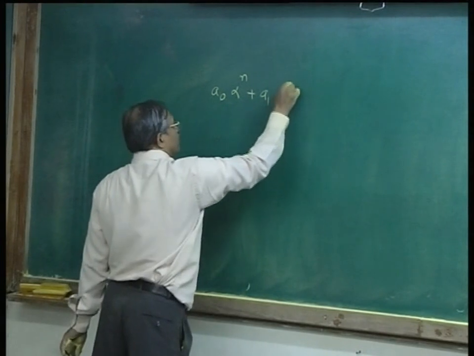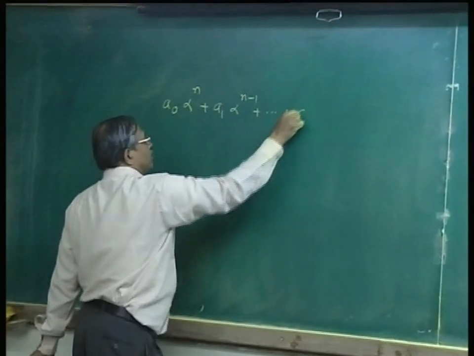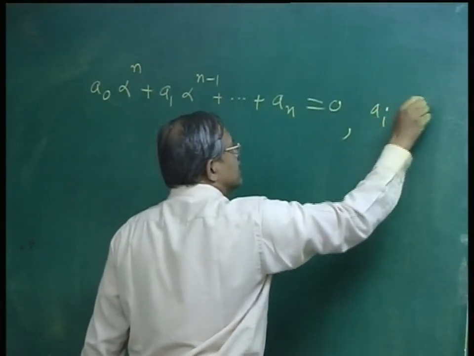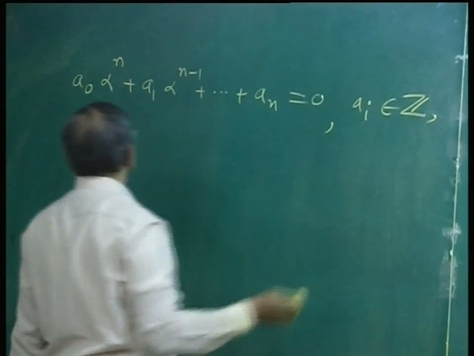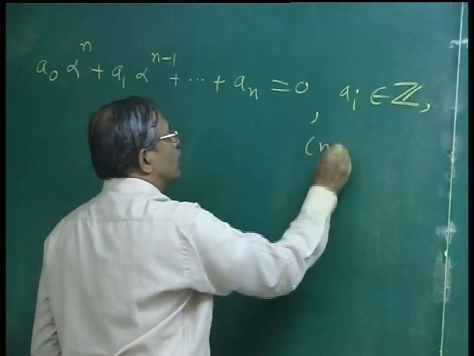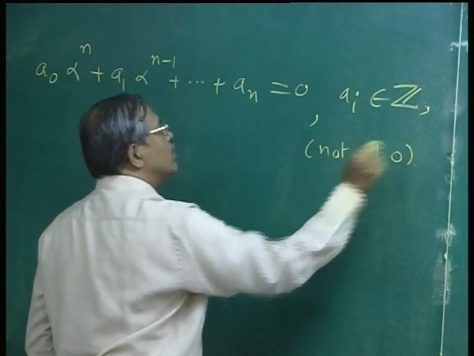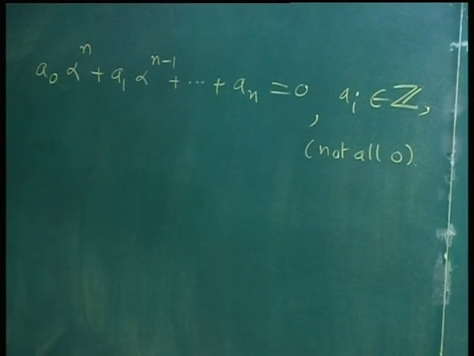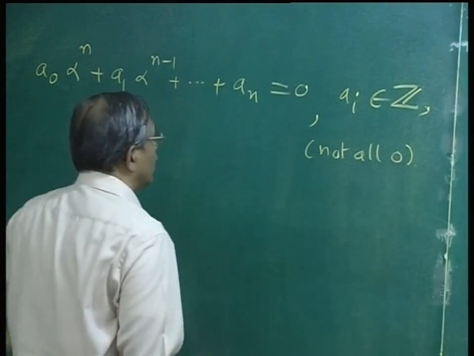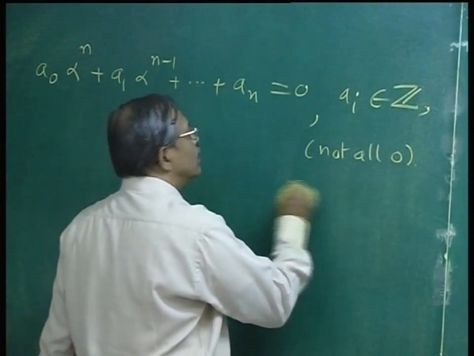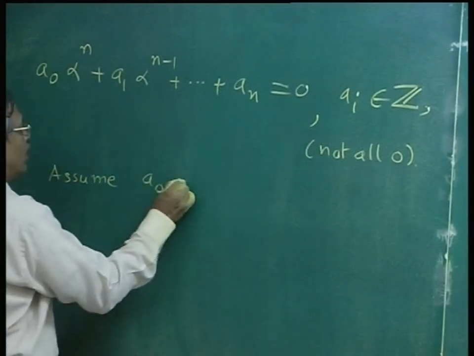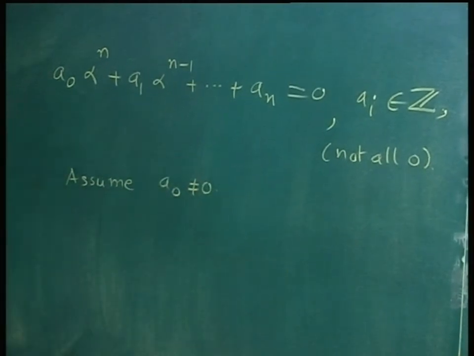Plus a1 alpha raised to n minus 1, plus and so on, plus an, equal to 0, with ai as integers and not all 0. Some polynomial is satisfied by alpha. In fact, we can assume that a naught is not equal to 0. So, assume a naught not equal to 0.